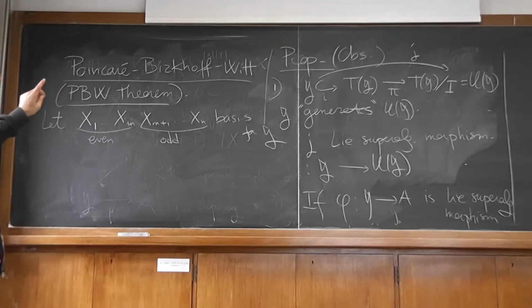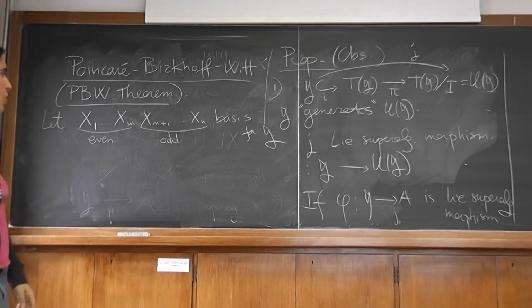And we also take an ordered basis. So every element, you know which one is first, second, and so on. First all even and then odd. Then I claim that I can produce a basis for UG.